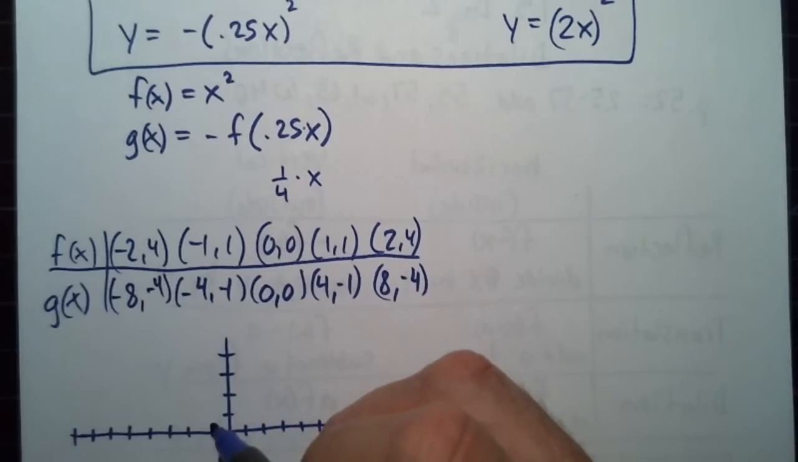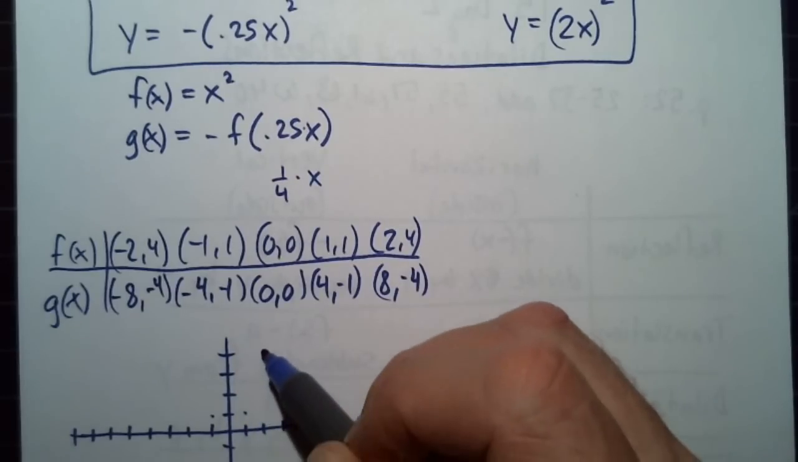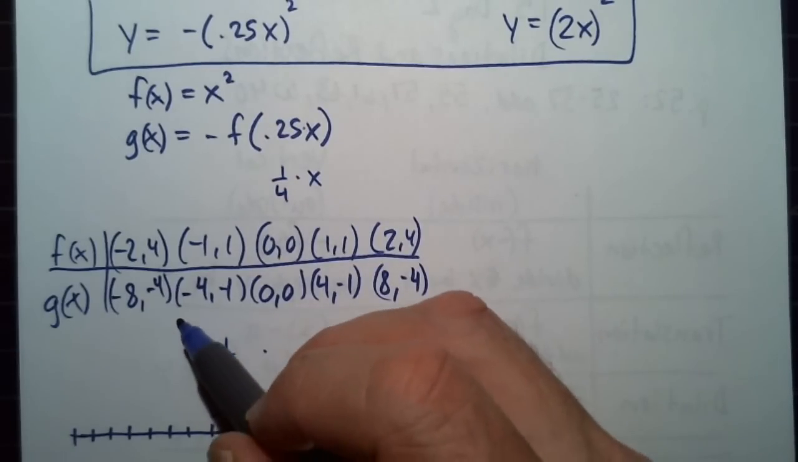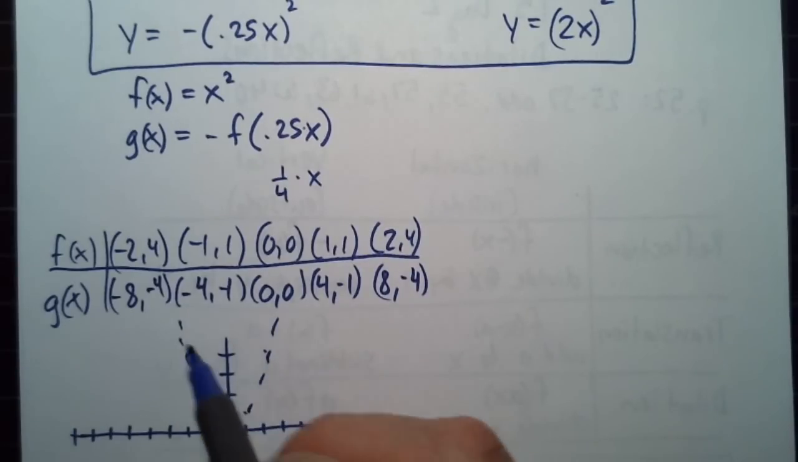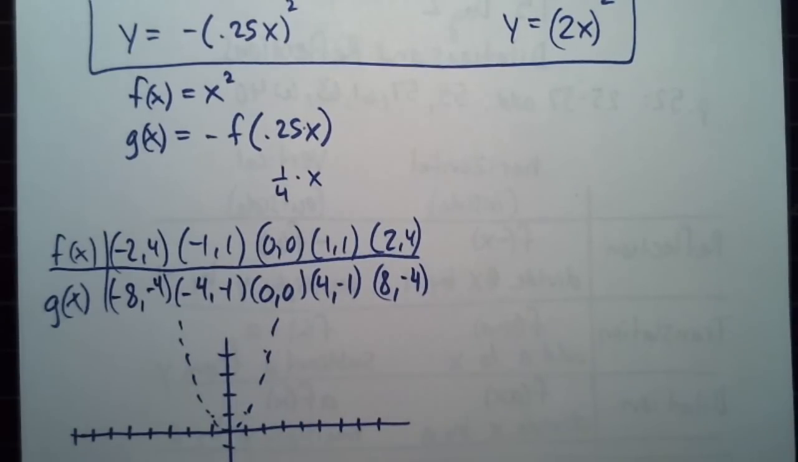And parent function will be like this. Then we'll go -8, -4, +8, -4, -4, -1.